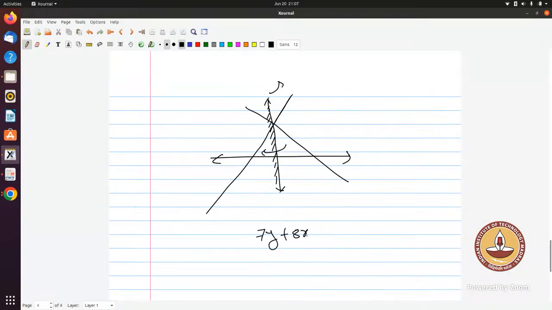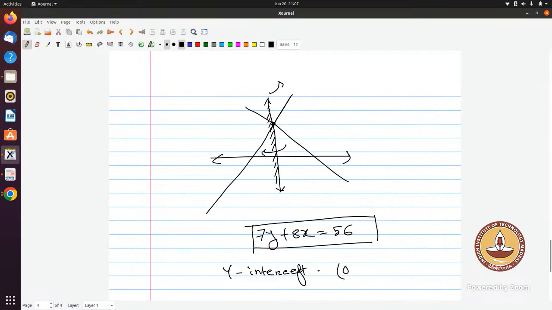So the equation which is given is 7y plus 8x equal to 56. In this type of problem, first you calculate the y-intercept and x-intercept. The y-intercept is where it intersects the y-axis, right? So x equal to 0, then y is 8. So 0, 8 is the y-intercept.